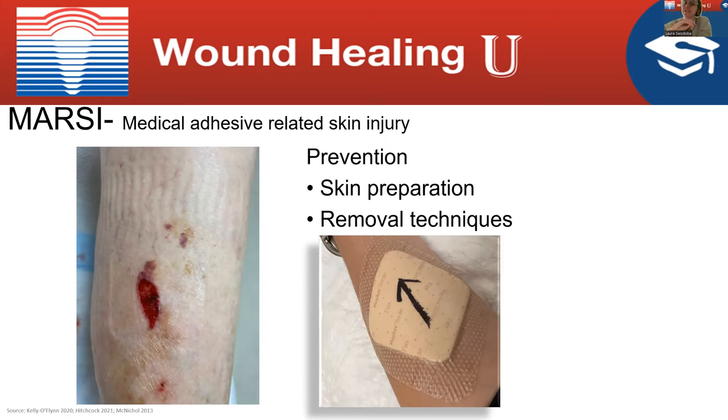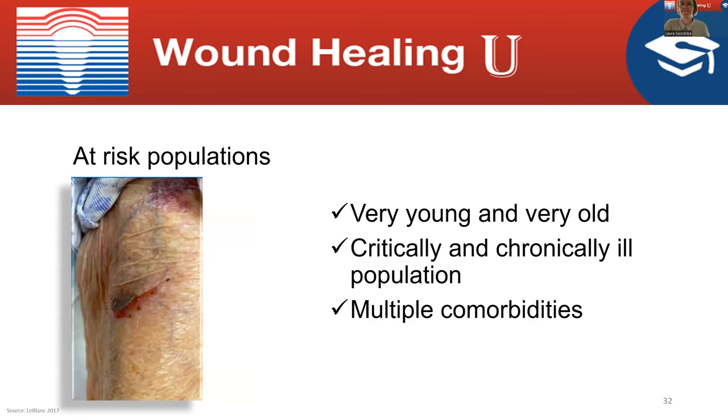And then the removal technique is also very important. Looking at the angle of the dressing that you're pulling off, you don't just want to rip the dressing right off. They've studied this very closely, actually, in burn patients especially, but you need to peel and push. So at a low angle, lift the dressing a little bit and then push down on the skin, and peel and push and peel and push, and slowly remove that dressing, to decrease the shear forces and hopefully prevent MARSI. Go to the next slide.